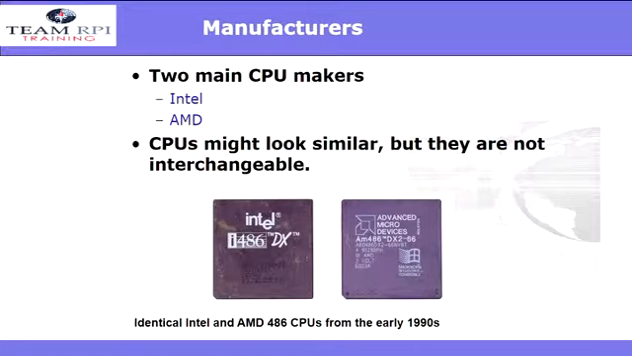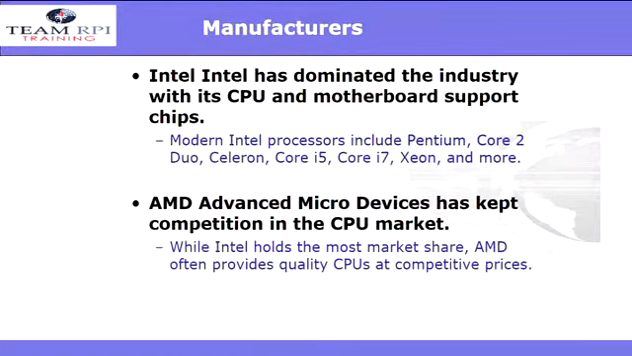Essentially, there are 2 main CPU makers, Intel and AMD. Understand, on the outside, the CPUs may look extremely similar, but they're not interchangeable with each other. That is an important point to remember. Intel has basically dominated the world with its CPUs and motherboards. However, AMD, or Advanced Micro Devices, has kept up with the competition in today's computer market.